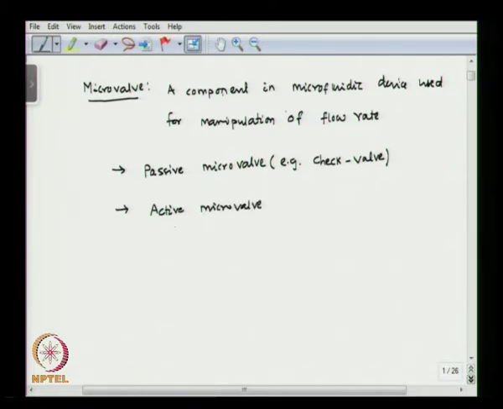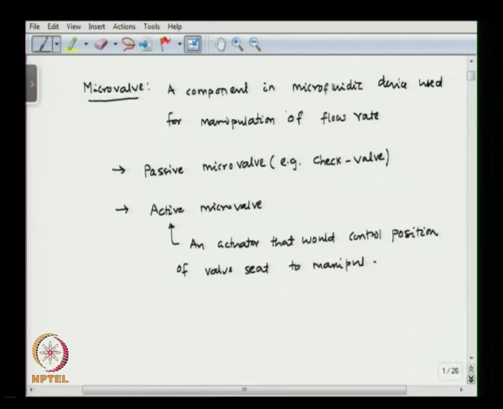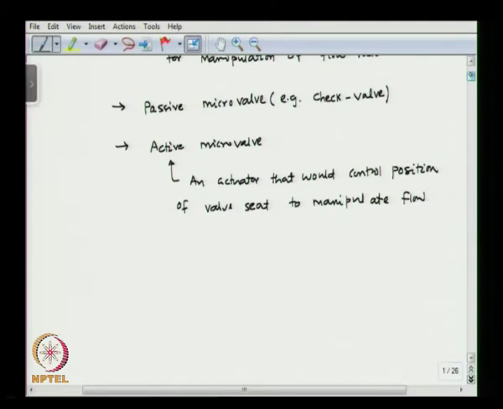Okay. So, in the active microvalve we would have an actuator that would control the position of the valve seat to manipulate flow. And the flow can be manipulated in two ways. One is the analog mode, and the second one is the digital mode.